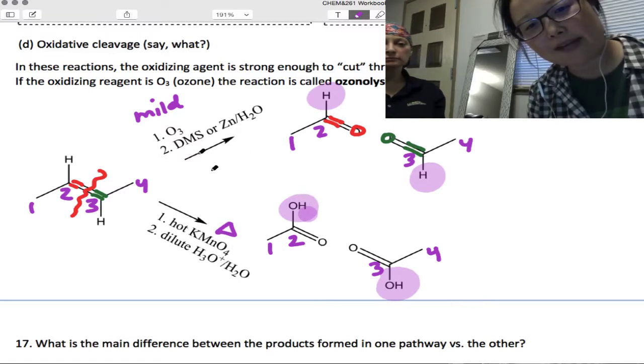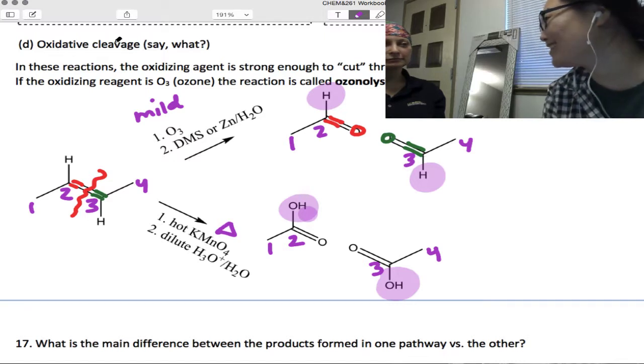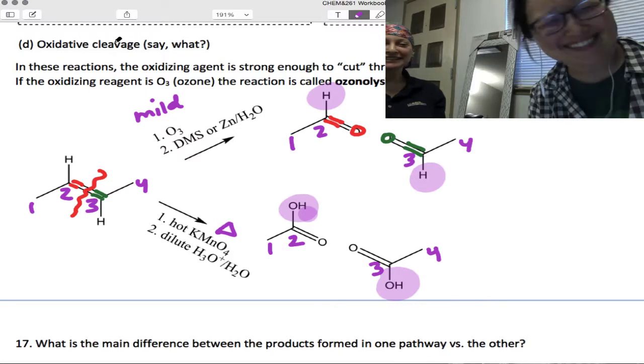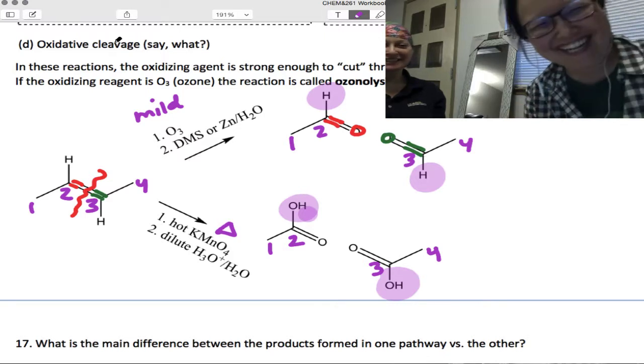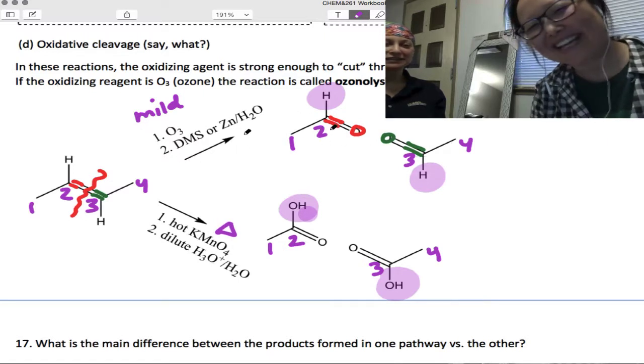So in these reactions, you're doing a cleavage. Now, I used to have people laugh when they heard the word cleavage, immature kids, but I used to laugh too. But anyway, this reaction is really fun though.